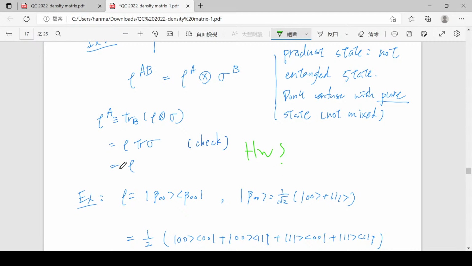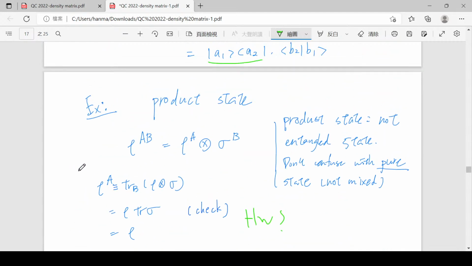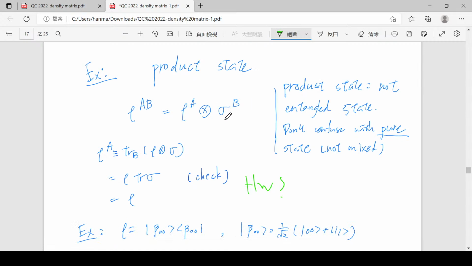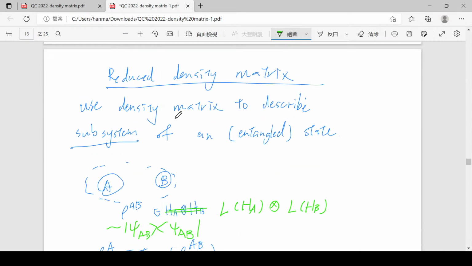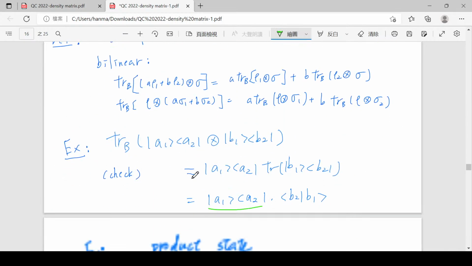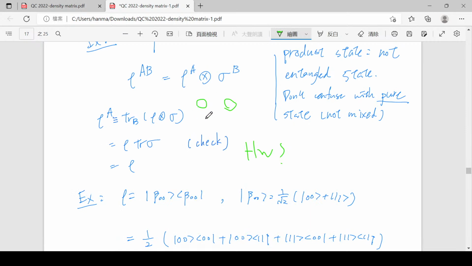And that's nice. That's what you expected, because this rho A tensor sigma B is just system A and system B staying there and not interacting with each other. You expect that if your system A is not doing anything with system B, then whatever state is on system A is the state on system A. So this is like a sanity check of this partial trace operation, that you actually describe the subsystem correctly when we don't have any interaction.